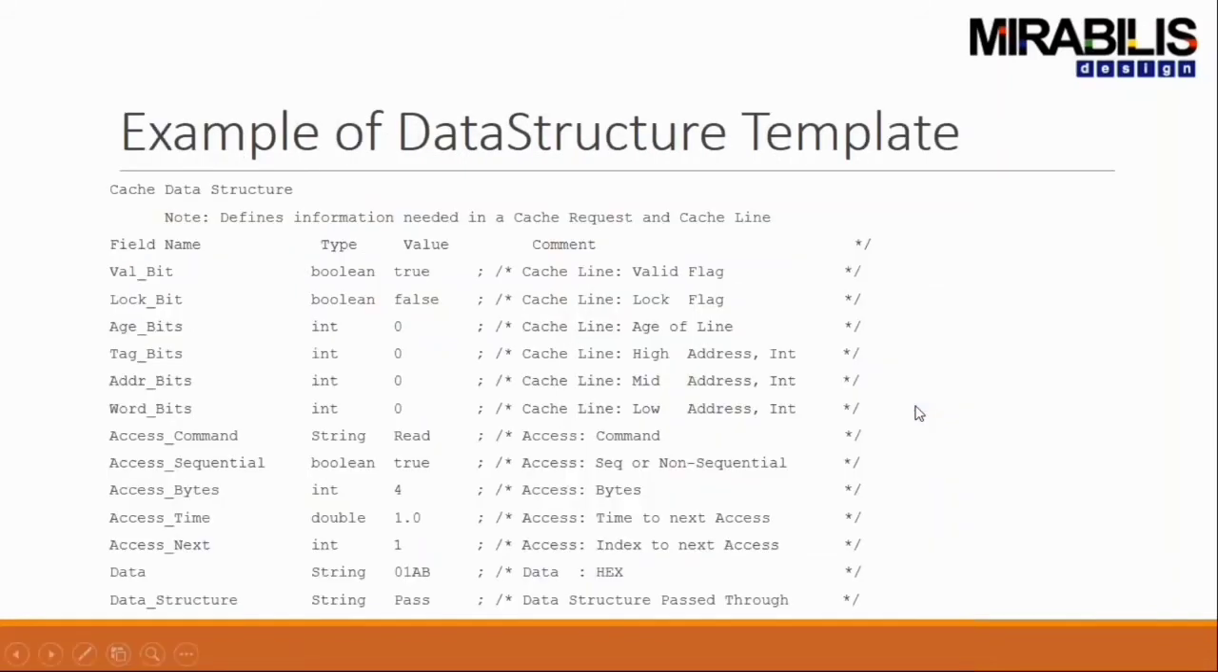This is the example for a data structure template. Here the data structure contains a number of rows and each row contains a field name, the type and the value. So the initial values for the fields are initialized here.